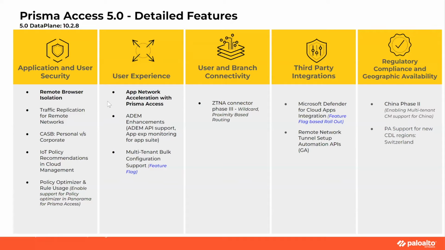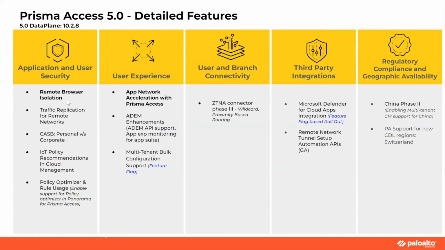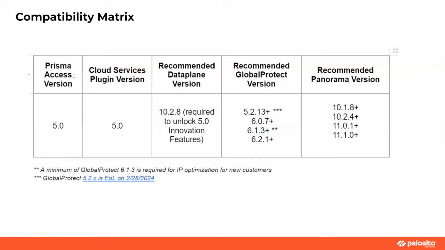For these features, the data plane is 10.2.8. It only requires that if you would like to unlock certain innovation features. So not all features require 10.2.8 upgrades in terms of data plane. The main features here are primarily remote browser isolation and app acceleration. These two require a 10.2.8 upgrade. I'll quickly go over these.